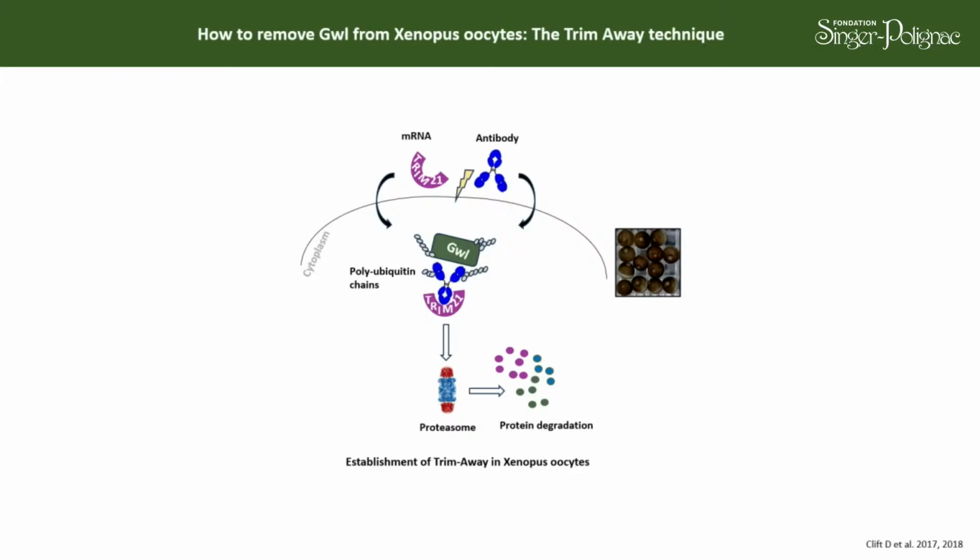To study the role of Greatwall in meiosis, we use the TRIM21 protein. We microinject the mRNA coding for TRIM21 and the antibody that binds Greatwall, and TRIM21 binds the antibody, ubiquitinates the antibody and Greatwall, and the complex is degraded by the proteasome.